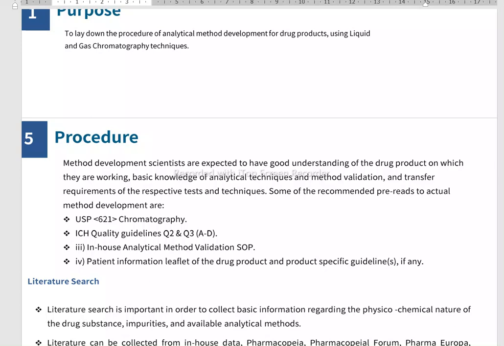So what it means is, before starting the method development, or when you start your career in method development, you must first know some things. You must know some of the guidelines.